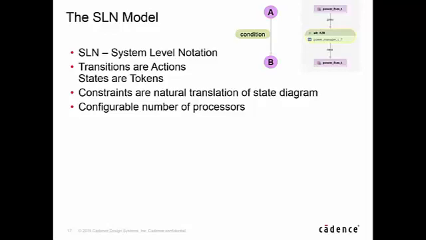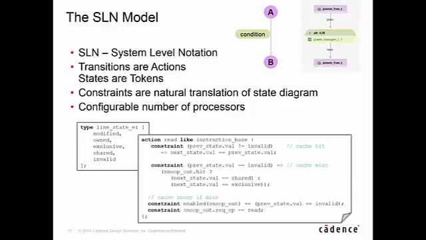The constraints are then written such that you can naturally describe that state diagram and configure the number of processors. And this just gives an example of setting the constraint to show what the previous state value was, and how to get to the next state value under a cache hit situation, under a cache miss situation, and then the snoop that happens if a miss occurs.